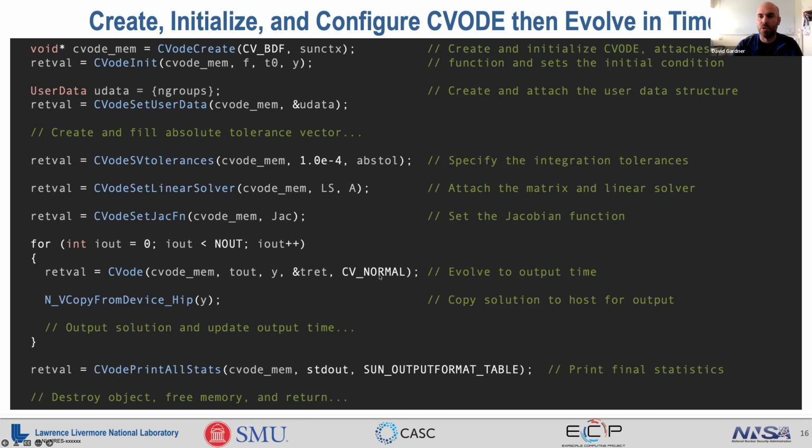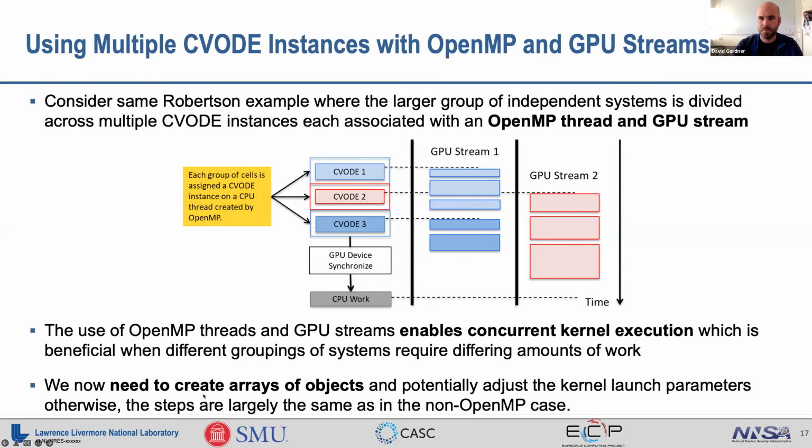And it'll do this in normal mode, taking several time steps, or however many time steps it needs, to reach the output time. If we want to output the solution, we'll copy the data back from the device to the host and do whatever output we want to do. We'll do this until we reach whatever our final time is. Then we'll print the CVODE stats at the end. And once we're done, we'll destroy whatever objects we've created. So really quickly, that was just using one GPU stream, just the default stream.